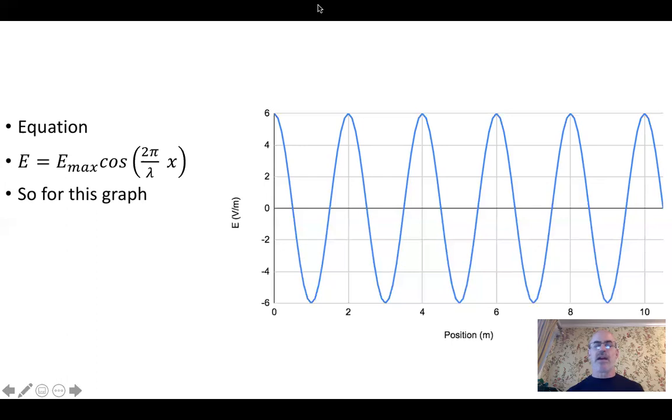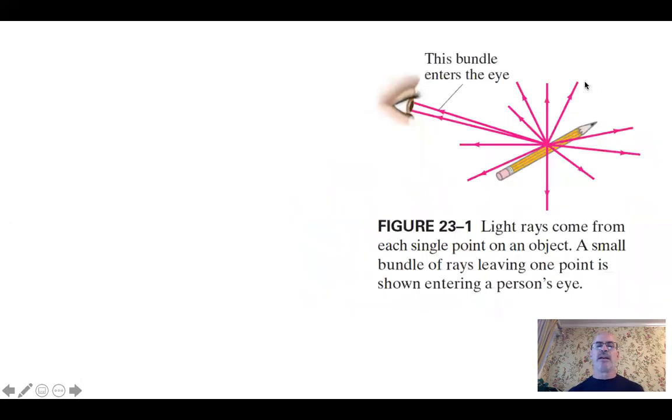Okay, so for this graph, you would have, again, E max, which is 6, times the cosine. Now, it's 2 pi divided by lambda, so 2 pi divided by 2 is just pi x, okay? So the graph would be 6 volts per meter times the cosine of pi times x. And so again, as x increases, it's going to go up and down because the cosine varies like that, okay?